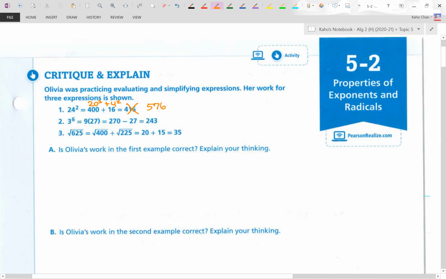So you can't separate 24 before you square it. So that's the part that's illegal. That's what she tried to do. And that's illegal. Not the same.